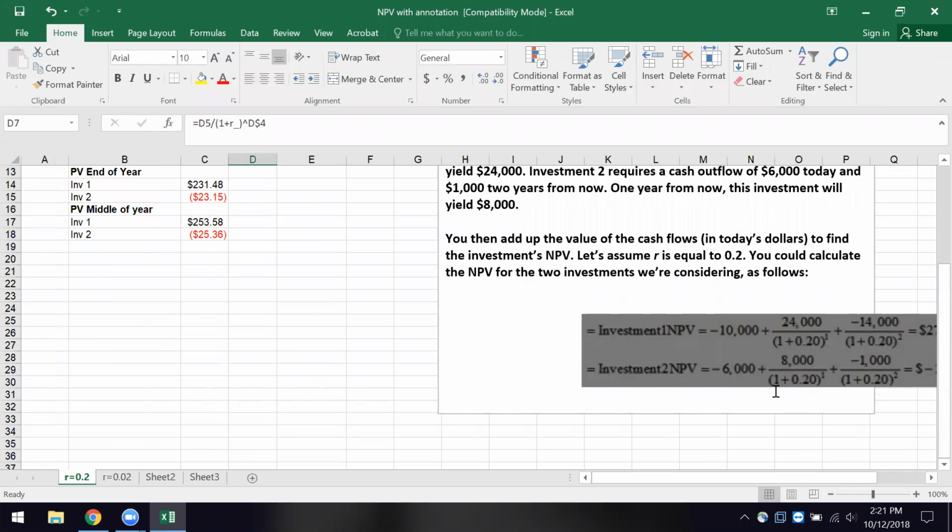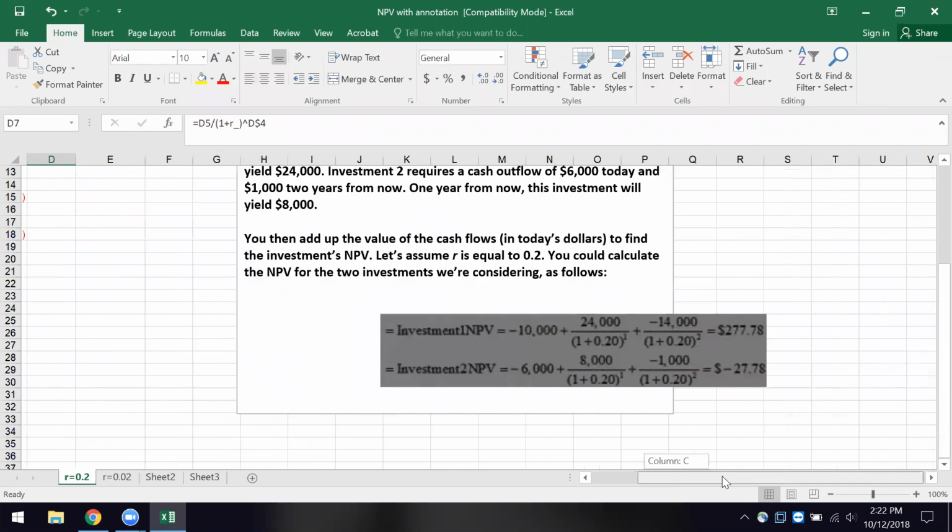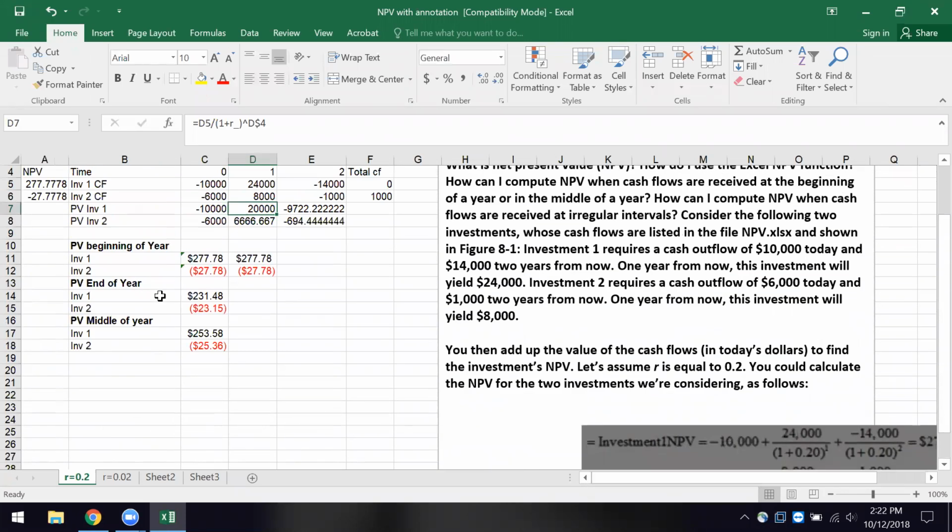And that's divided by 1 plus R, or 1 plus the interest rate. Here's the denominator, and that's to the power of whatever year you're in, 1, or in year 2. That's what the exponent up here is about. And as you calculate that out, you get the 277.78.